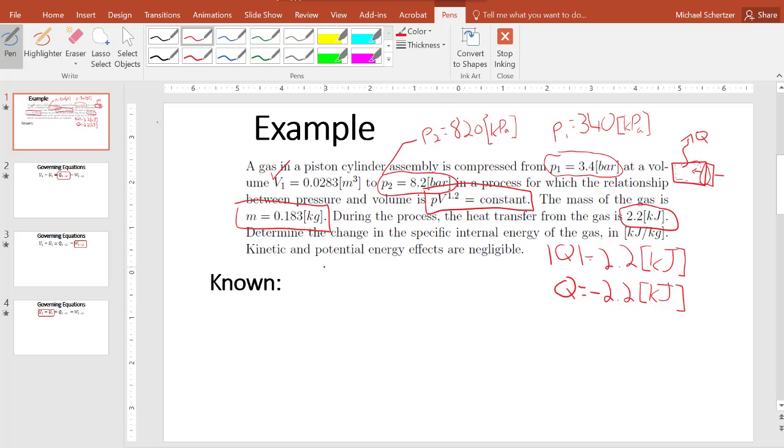and we also know here that we're trying to find the change in little u, delta u. We don't know what that is, but we know that it's in kilojoules per kilogram. Does that make sense? Do people have questions about how we took this information from the problem?